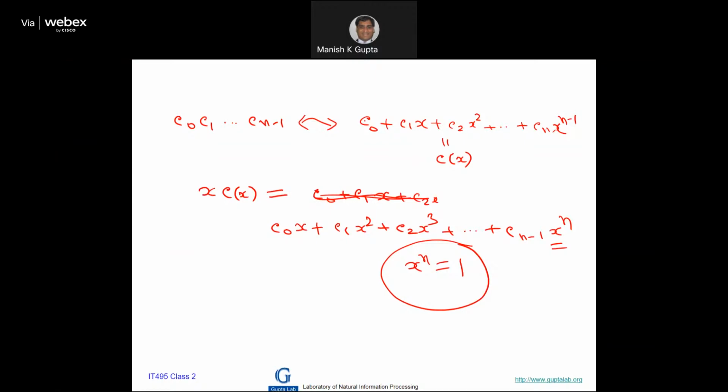That's what we will show. I'll show you a couple of examples, the beauty of how things are happening. So you will get some idea about the cyclic codes in the next class.